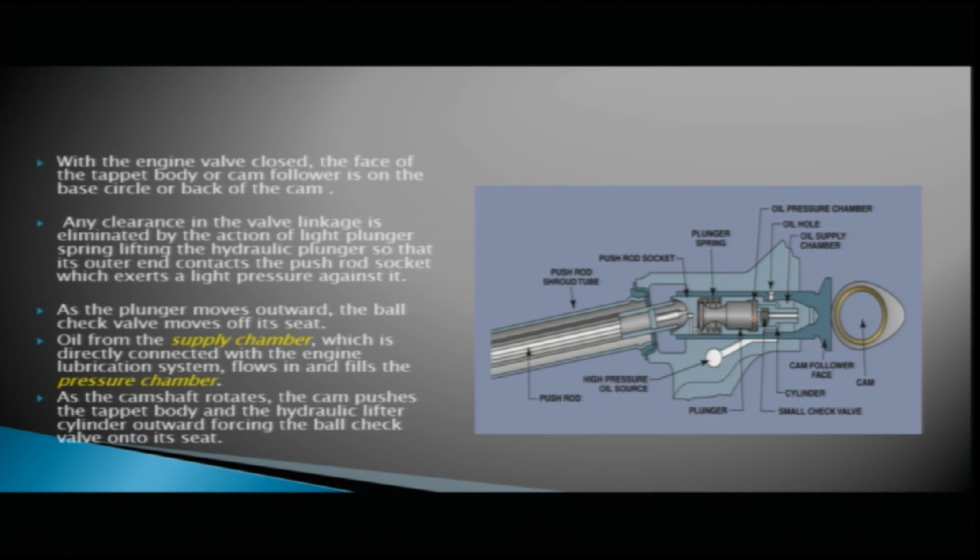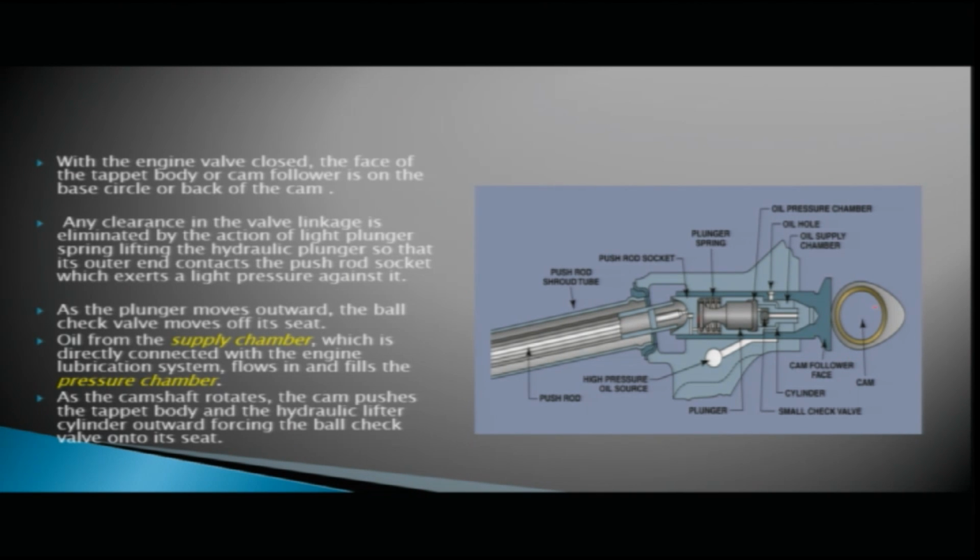Now there is oil from the supply chamber. This supply chamber is directly connected with the engine lubrication system, and this oil flows in and fills the pressure chamber. Now, when the camshaft rotates, the tappet body and the hydraulic lifter cylinder are pushed outward, forcing the ball check valve onto its seat.